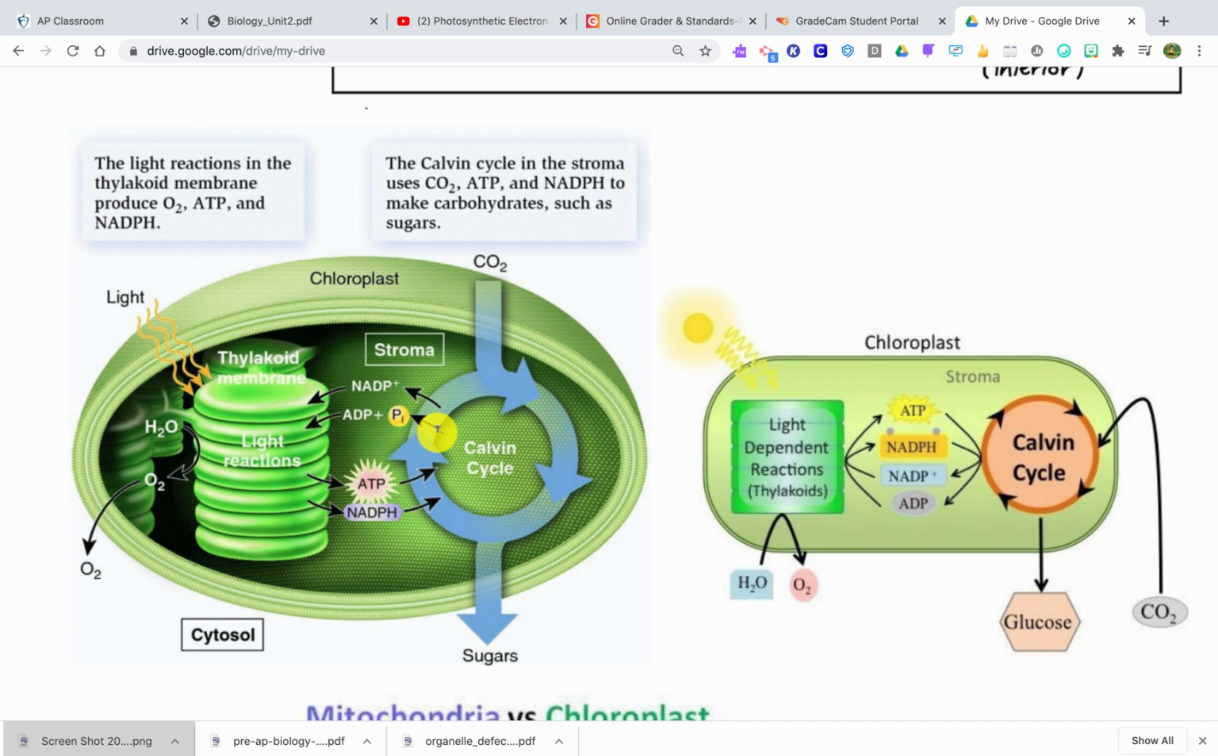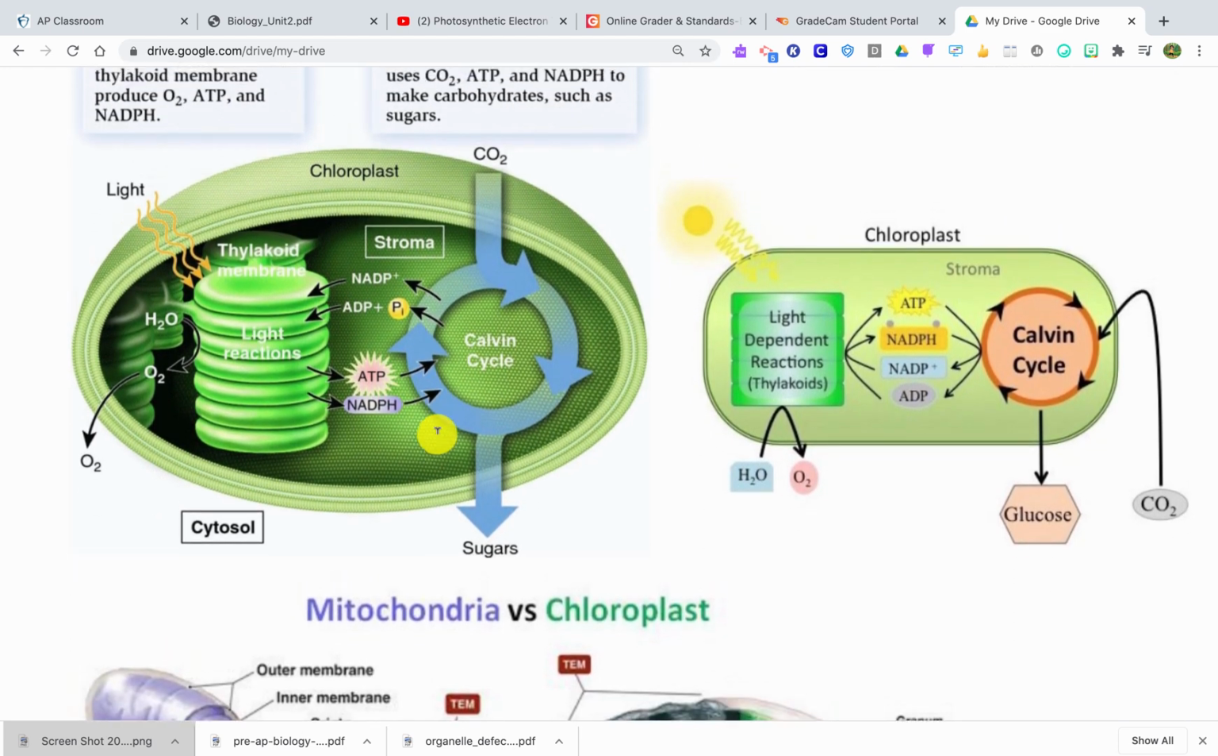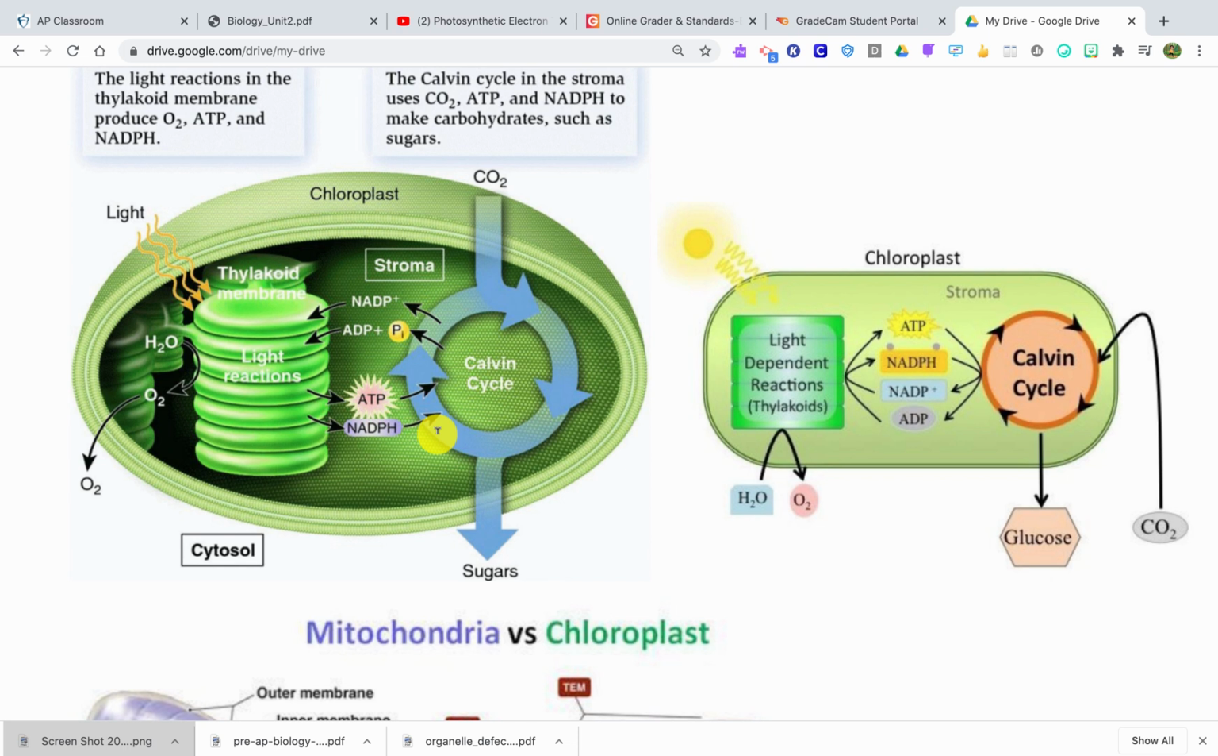In that cycle, carbon dioxide is going to be used to synthesize sugars. Not that the carbon dioxide is synthesized. It's going to be used to synthesize sugar using the energy that was harvested from the light dependent reactions. So that is, in a nutshell, photosynthesis.